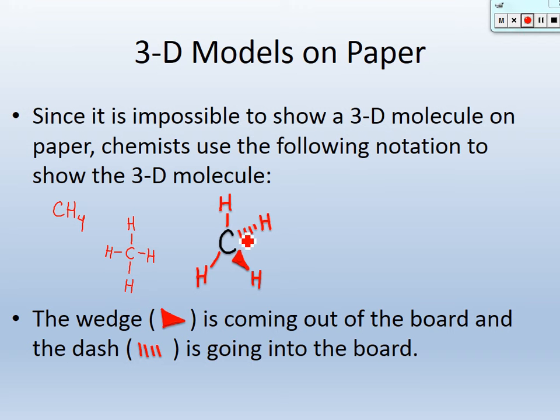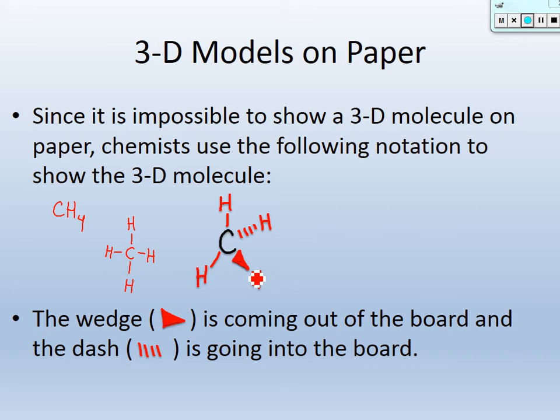If you see this dashed line right here, that means this hydrogen is going straight back into the board. When you see a wedge, like this hydrogen has a wedge, that means this hydrogen is coming straight out towards you. So in reality, these two are on plane with the board. This one's behind the board and this one's coming out in front of the board. And so if I hold up my model like this, it would look like that. This one would have the wedge. This one has the dashed lines going back into the board. And these two are on plane with the board.